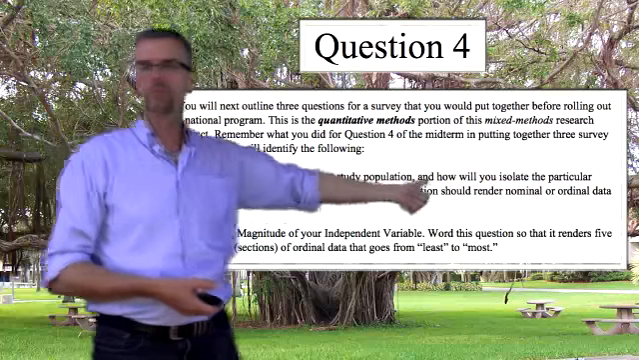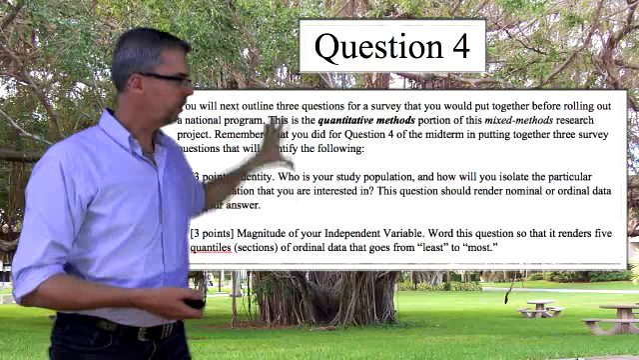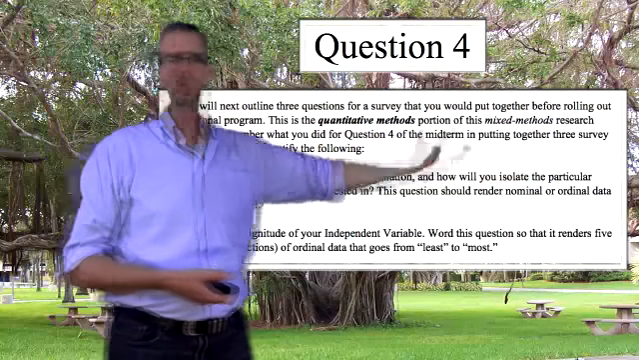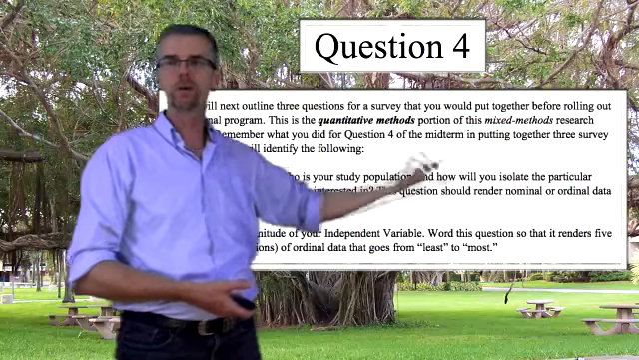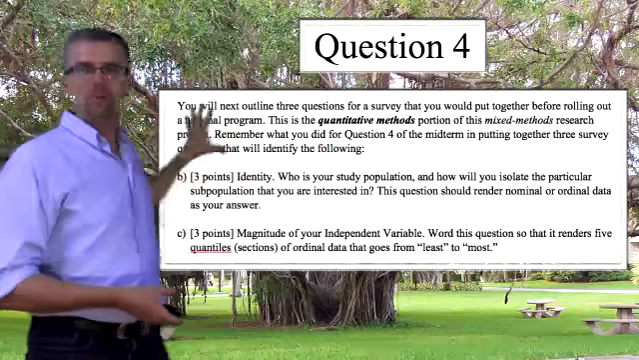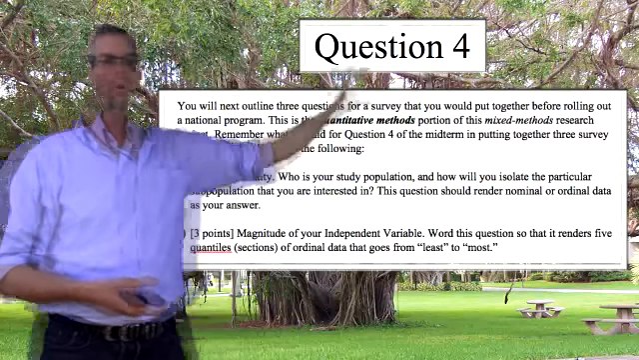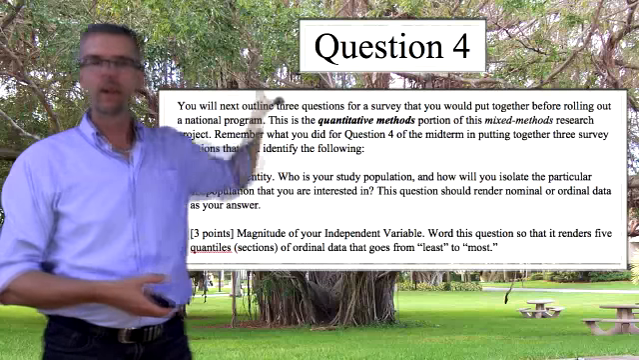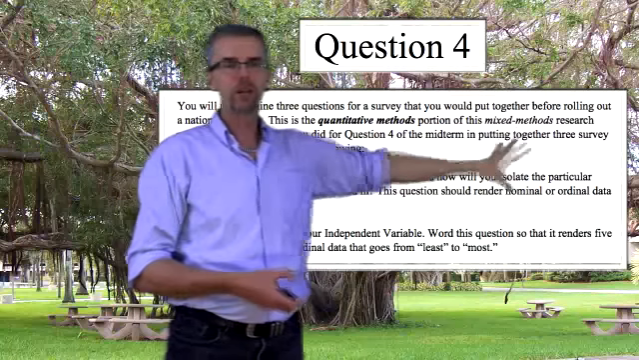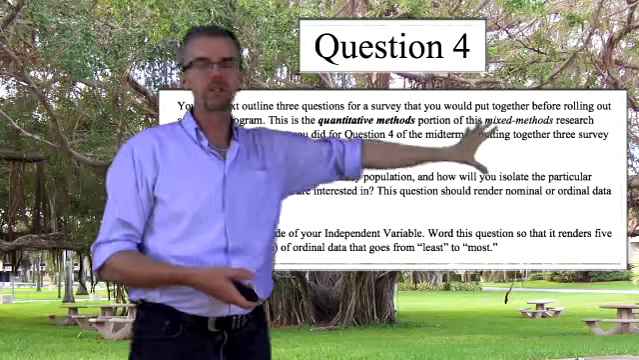So identify who is your study population, and that's your first question. Okay? Your first question needs to tell me identity. It needs to tell me who is this study population and how will you isolate the particular subpopulation that you're interested in. This question should render nominal or ordinal data as your answer. I need you to ask a question that will identify a study population for me. Who exactly are we interested in? How old are they? What identifies them as a population of interest to us? Okay, ask a question that gives me some information about their identity.